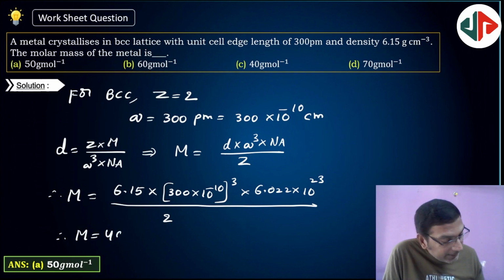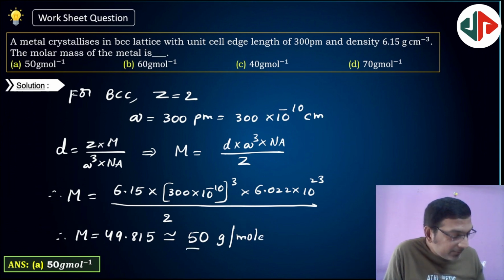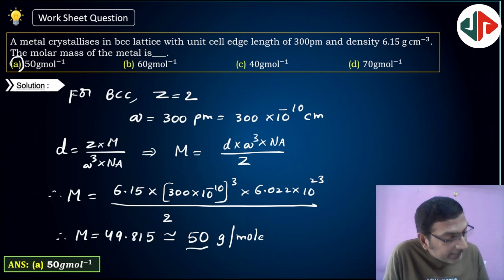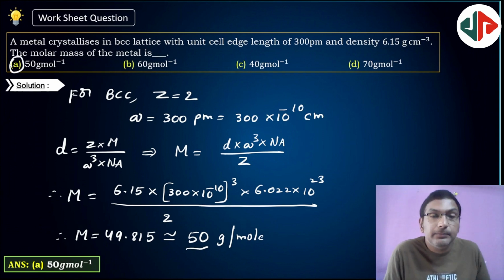Therefore M value, we get 49.815, approximately 50 grams per mole. So 50 is the answer, option A. Direct question only. Next.